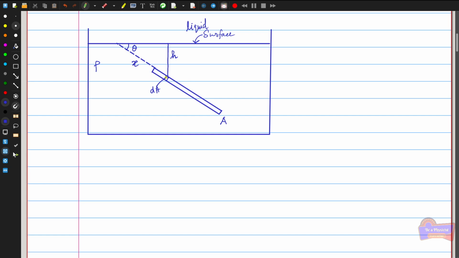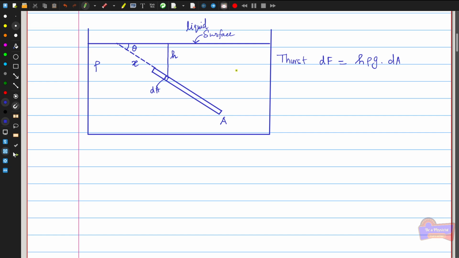Then the thrust acting on this small area can be written as df, because it is actually acting on only a small area, which can be clearly written as h times rho g into dA. So the thrust acting on this small area dA is df equal to h times rho g into dA, where h is the distance of this small area from the liquid surface.